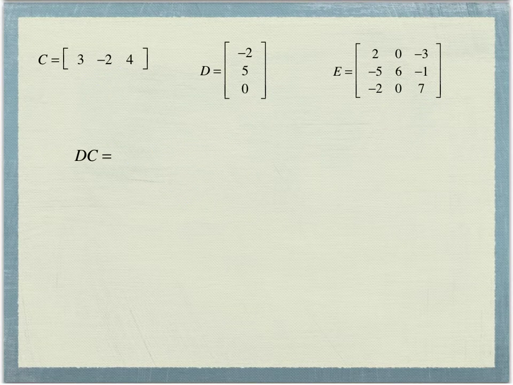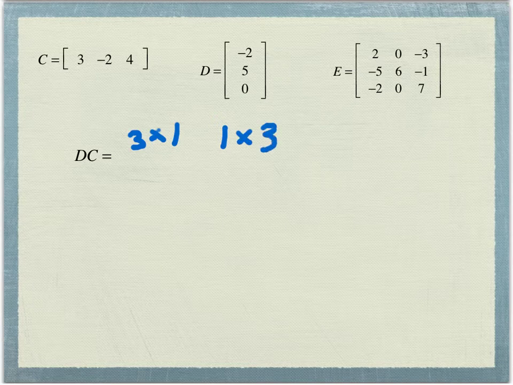Now I'm going to move on to another. Can I do D times C? That's just the reverse order. Well, once again, I'm going to write the dimensions and see if this would work. Actually, I'm going to make sure to write them in this order. So D is a 3 by 1 matrix, and C is a 1 by 3. So yeah, once again, because these two middle numbers are the same, I can actually multiply them. And interestingly enough, then my final matrix size will be fairly robust. It'll be a 3 by 3 matrix.